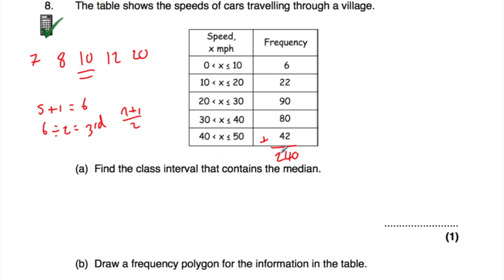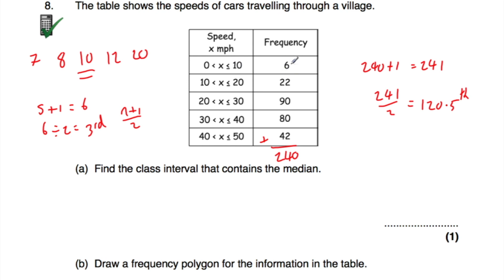So here we've got 240 cars. We can then add 1, which is 241. We can then do 241 divided by 2, and that's equal to 120.5. So we're looking for the 120.5th car. So let's go down and see, if we arrange these in order, so we arrange these 6 speeds, and then these 22 speeds, and these 90 speeds, and these 80 speeds, and so on, which of these categories would the 120.5th value be in?